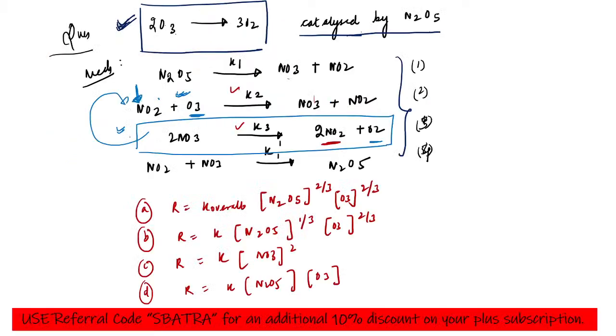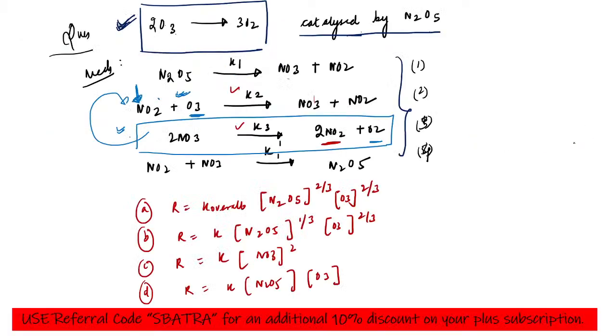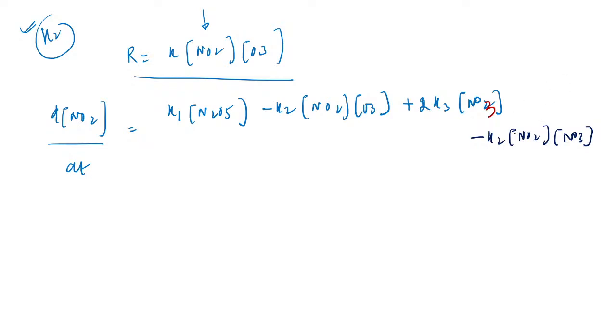Fine, let's go to the next reaction now. In the next case NO2 is present on the reactant side, so this is minus K1 dash NO2 by NO3. So this is how we can write this rate of reaction.